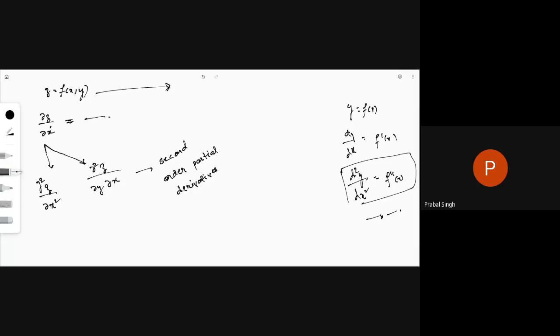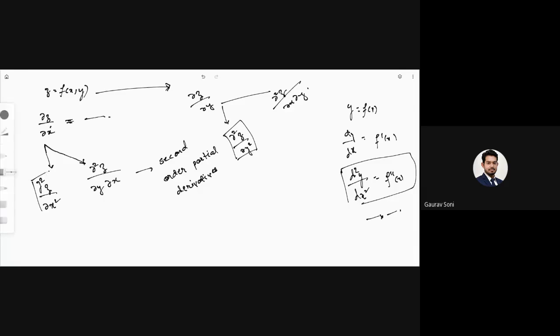Only two choices are going to be there. So del square z by del y square, so del y square is also there. If I take the partial derivative with respect to y first, again I have two choices. One will be del 2z upon del y square. The other one will be del 2z upon del x del y. Okay. So for a function of two variables, I have four cases.